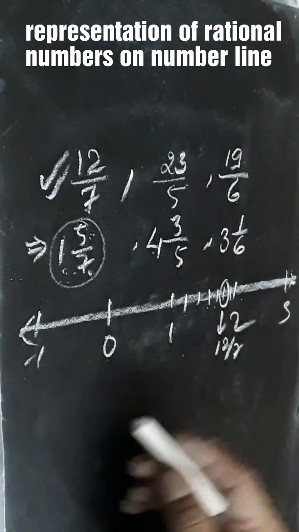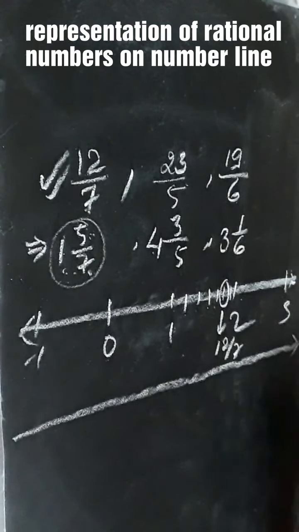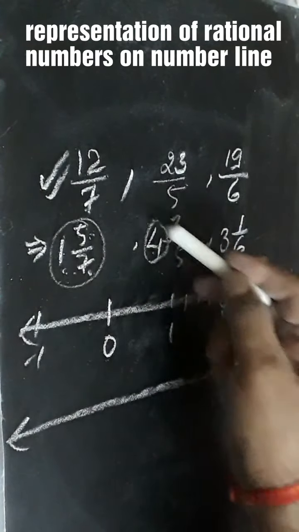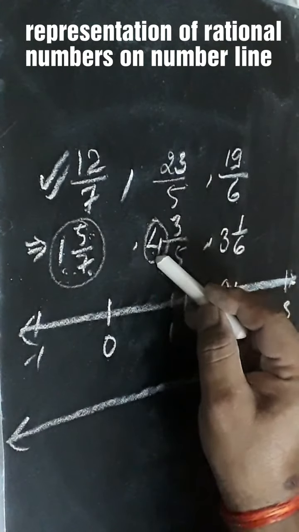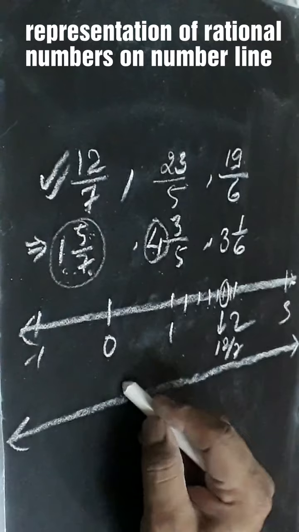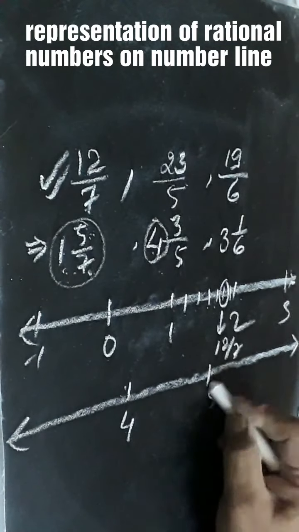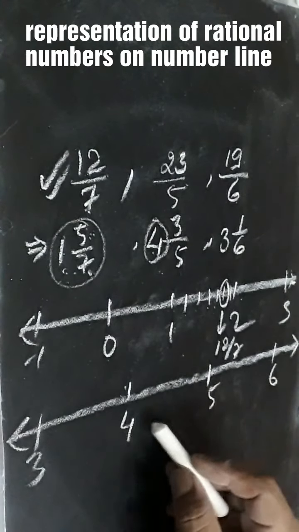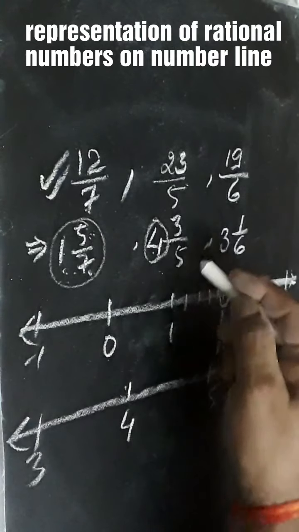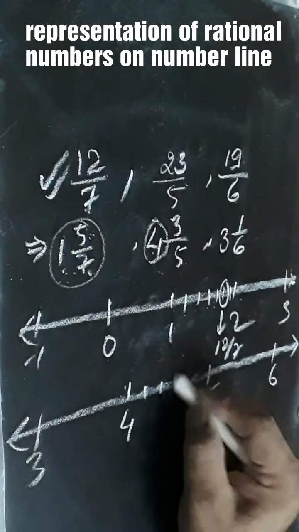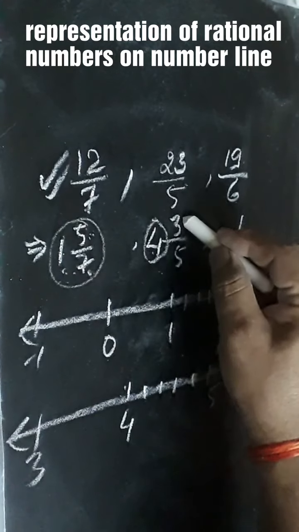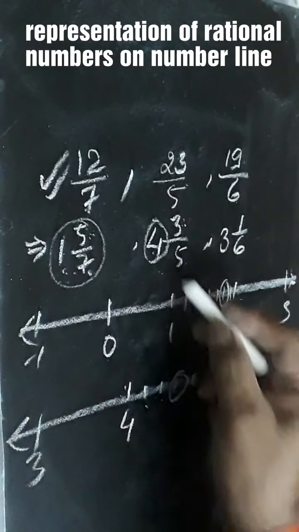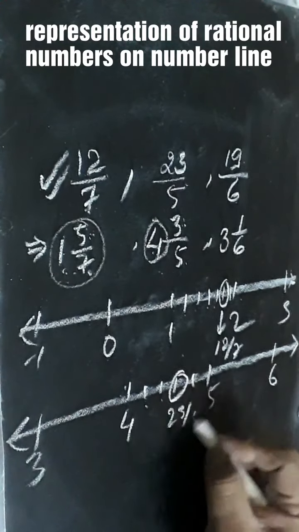Now we are taking 23 upon 5 on another number line. The mixed number for this is 4 whole number 3 by 5. So this will lie between 4 and 5 because the whole number part is 4. We will see this number here: 4 and 5. I am taking 4 here, 5, 6, 3. It will go on both sides. Now we are dividing 4 and 5 into 5 equal parts: 1, 2, 3, 4 and 5. Here the numerator we have is 3, so 1, 2 and 3. This represents 23 by 5 on the number line.